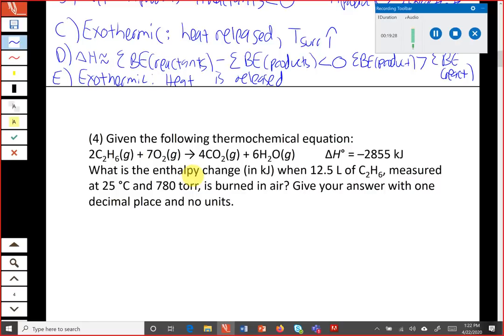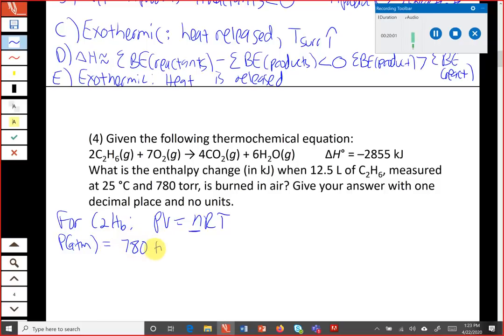What you need to do in these types of problems is first figure out how much of the reactant you have, in this case the C2H6, how many moles of it. Because that is a gas phase reactant, we're going to use the ideal gas equation, PV equals nRT, to figure out how many moles we're burning. Then we can relate that to the thermochemical equation given above. First we convert the pressure to atmospheres, because that's the conventional unit for the ideal gas equation.